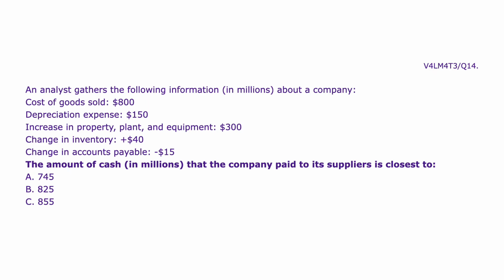An analyst gathers the following information in millions about a company. Cost of goods sold $800. Depreciation expense $150. Increase in property, plant, and equipment $300. Change in inventory plus $40. Change in accounts payable negative $15. The amount of cash in millions that the company paid to its suppliers is closest to A. 745, B. 825, C. 855.